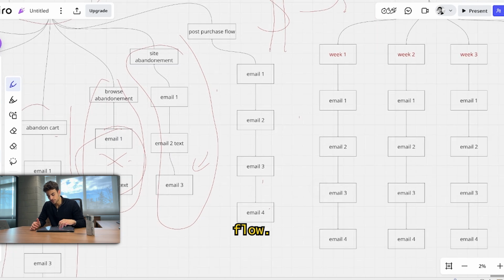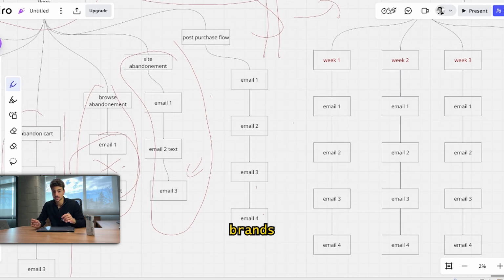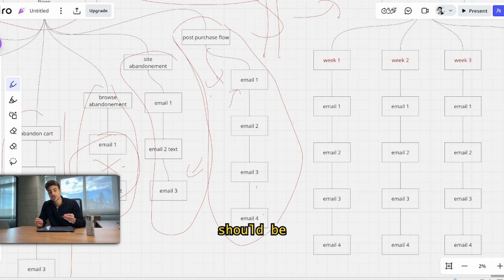For the post-purchase flow, this is where most brands actually make a shit ton of money, because in here, people already trusted you. They already gave you the credit card. They already bought the product from you. And from there, this is when you can upsell them on a lot of things. The first email should be a personal message from the founder. The founder is going to be thanking them for purchasing the product, and recommending other products that they can try out and giving them a discount.